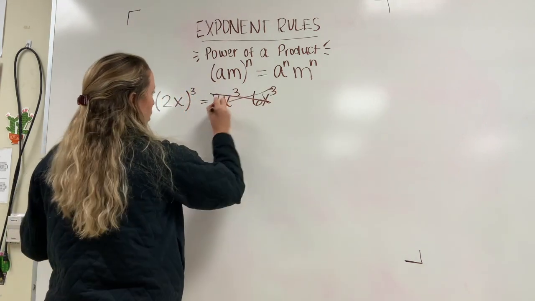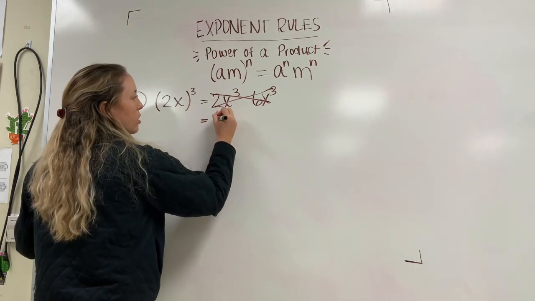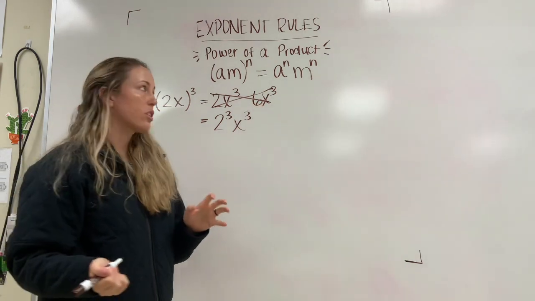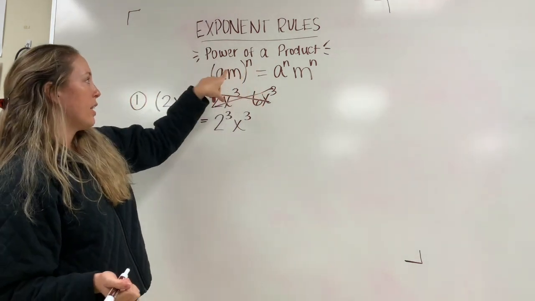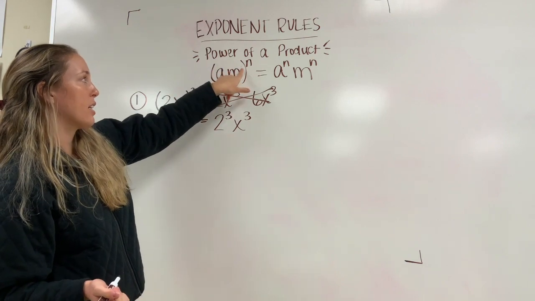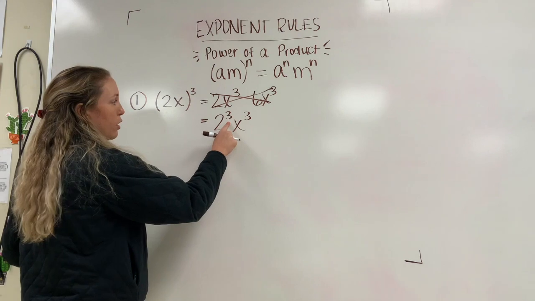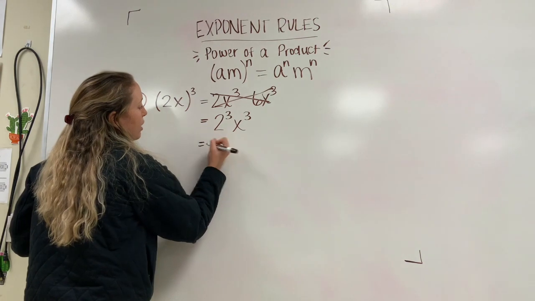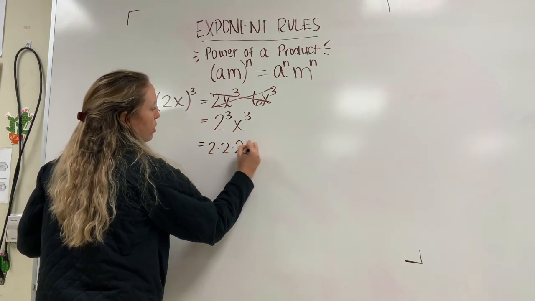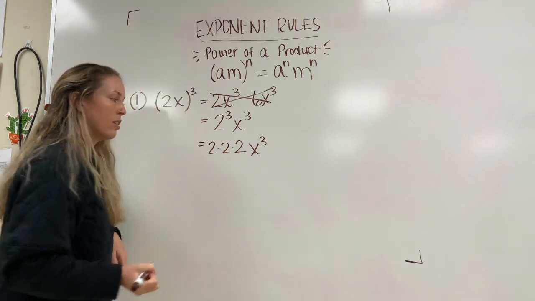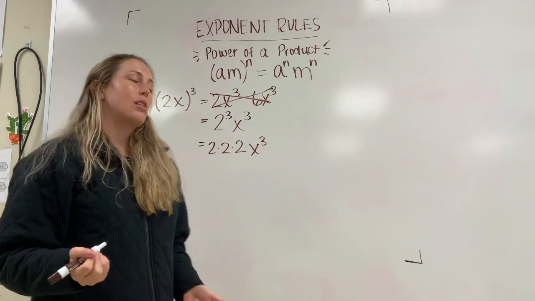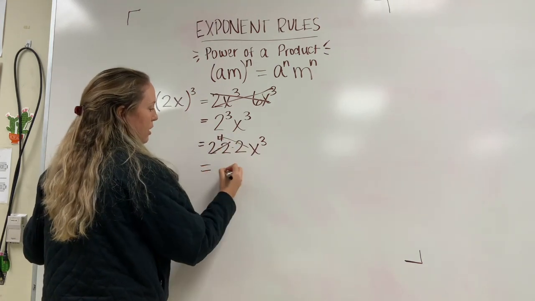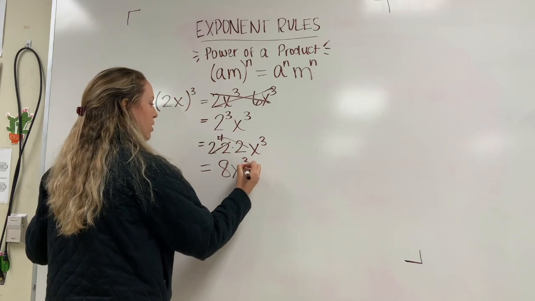We are going to raise 2 to the third power. So this equals 2 to the third power, x to the third power. So it looks just like this rule. We took n and we've made it an exponent on a and an exponent on m. 2 to the third power we can actually figure out, unlike x to the third power. 2 to the third power means 2 times 2 times 2. We've got x cubed at the end. And we can simplify 2 times 2 times 2. That's 2 times 2 is 4, and 4 times 2 is 8. So it equals 8x cubed.